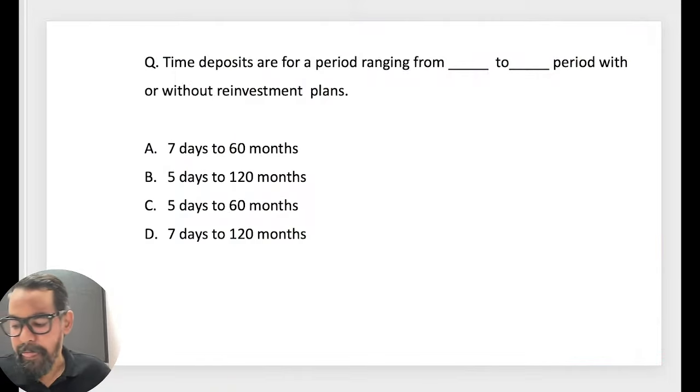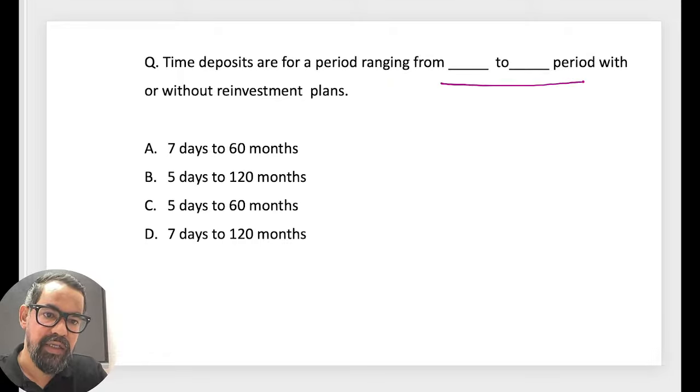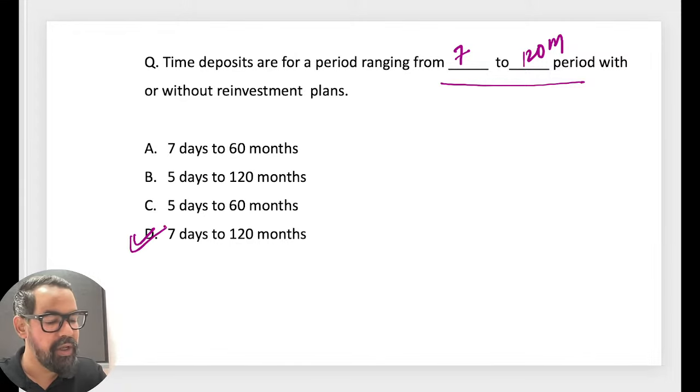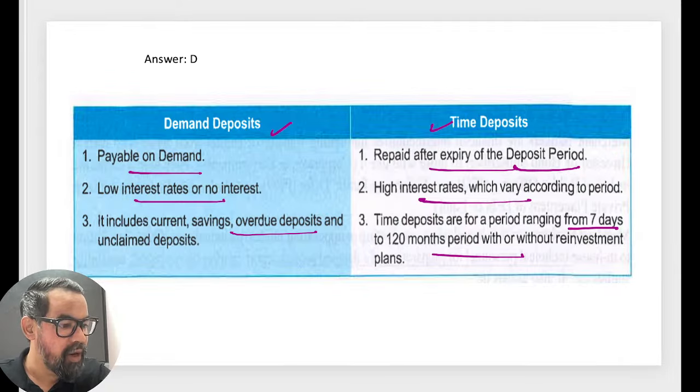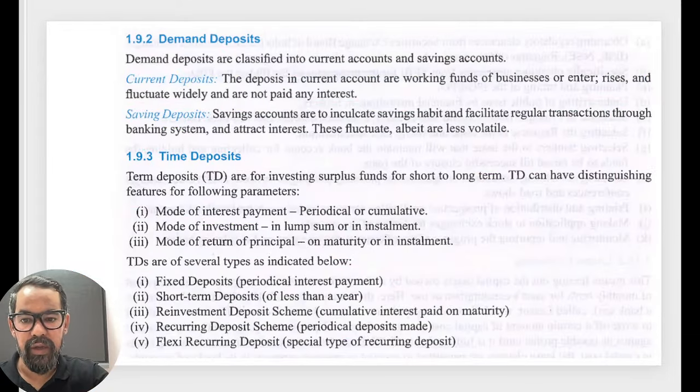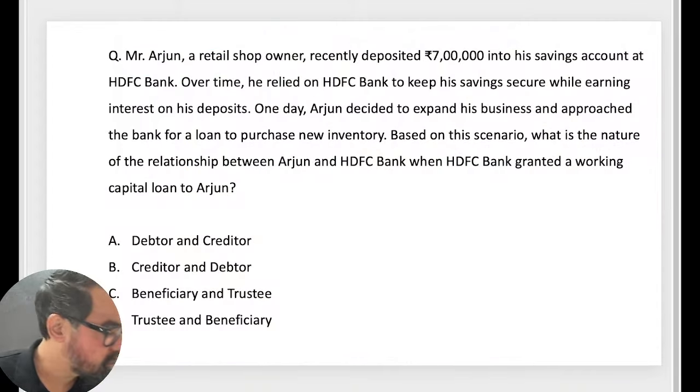Next one. Term deposits are for a period of dash to dash. What is the time duration? It is 7 days to 120 months, so option D will be the right answer for this question. These are the differences between term deposit and demand deposit. Very good. Here you have the relationship also. Next question.